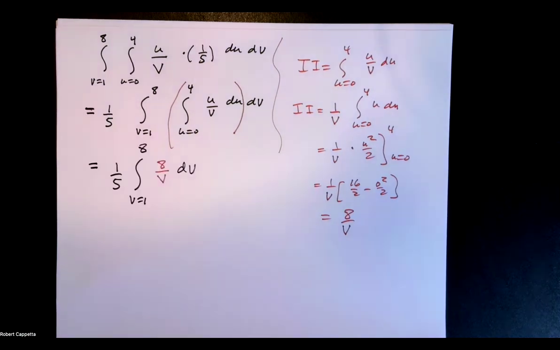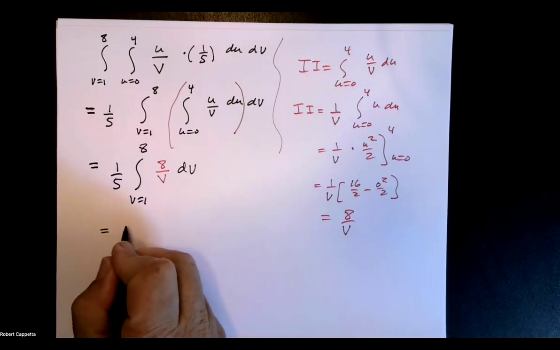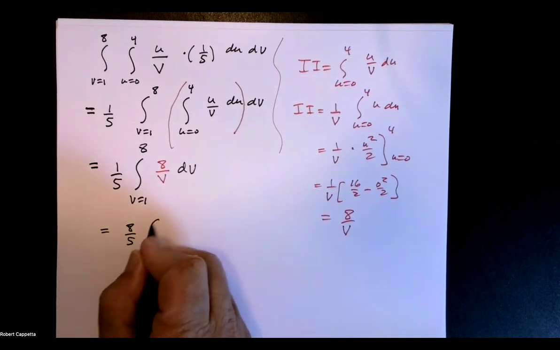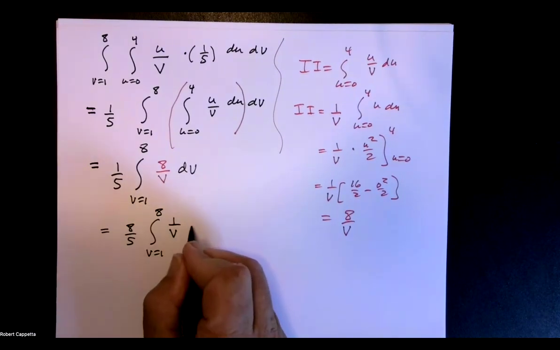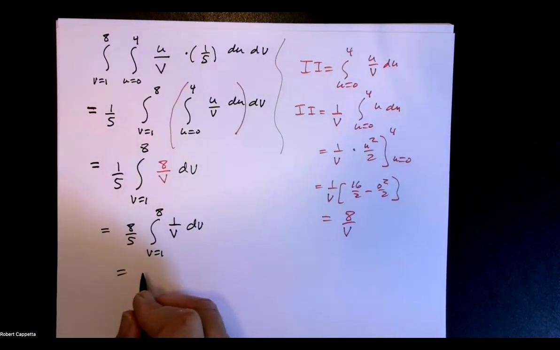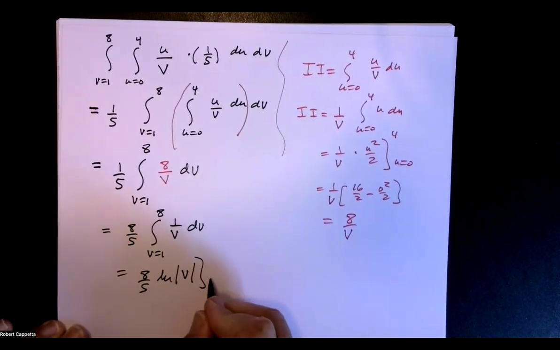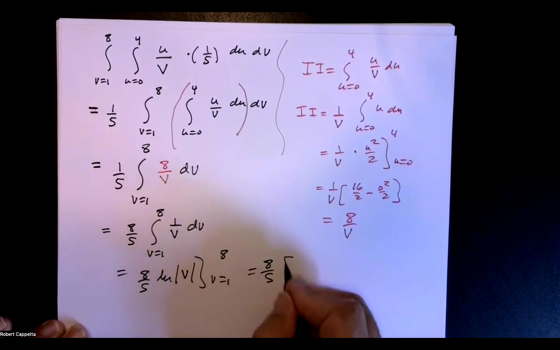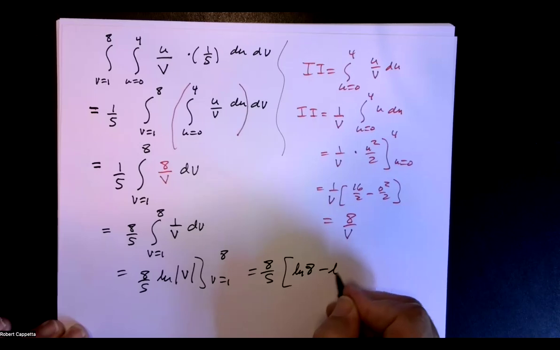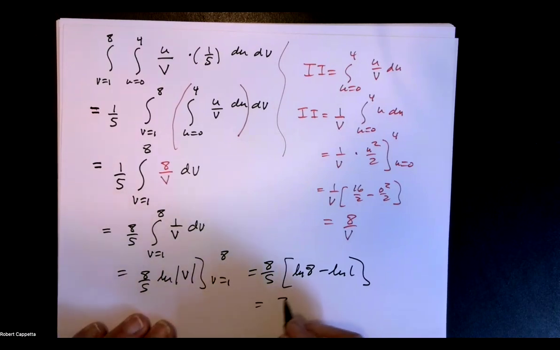So our inner integral is 8 over v. You see the substitution. 8 is perceived as a constant. That can come out in front. So I get 8 times 1/5, 8/5, integral as v goes from 1 to 8 of 1 over v dv, which is 8/5 natural log absolute value of v as v goes from 1 to 8, which is 8/5 times log 8 minus log 1, but log 1 is just 0. So my final answer will be 8/5 of the natural log of 8.